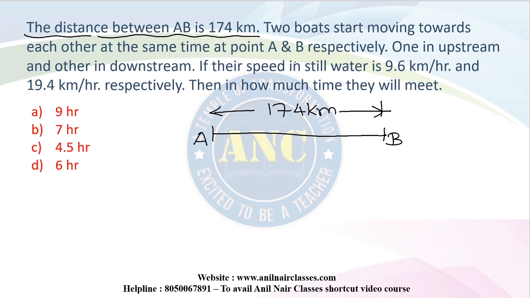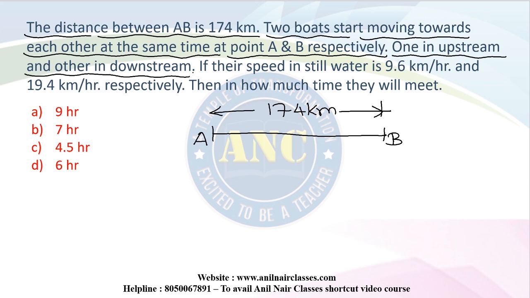Now, what is it that they are saying? Two boats start moving towards each other at the same time from point A and point B respectively. It is something like two trains traveling in the opposite direction towards each other. Instead of trains, it is given as boats, so no issues with this statement also. Now, one is in upstream and the other is in downstream. That is the main point here.